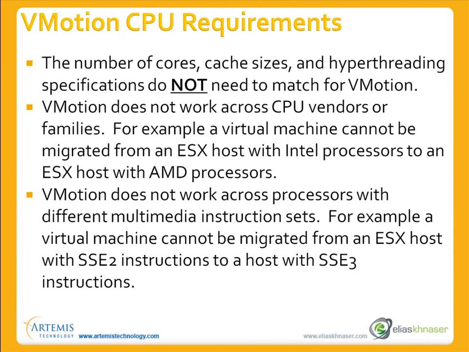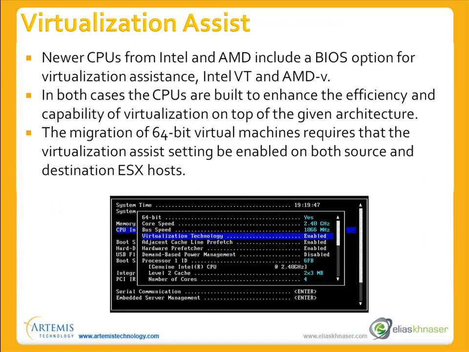Now let's talk a little bit about the vMotion CPU requirements. So the number of cores, cache sizes, and hyperthreading don't matter when you're trying to do vMotion. If they don't match, then it doesn't matter. However, vMotion will not work across different CPU vendors. So it won't work between AMD and Intel, for example. It also won't work across processors with different multimedia instructions. So for example, it won't work from an ESX host that has SSE2 instructions to an ESX host that has SSE3 instructions, and so on and so forth. Now, for virtual machines that are 64-bit virtual machines, in order to migrate them, you would need to enable what's known as Virtualization Assist. Intel's version of that is called Intel VT, and AMD's version of that is called AMD-V.